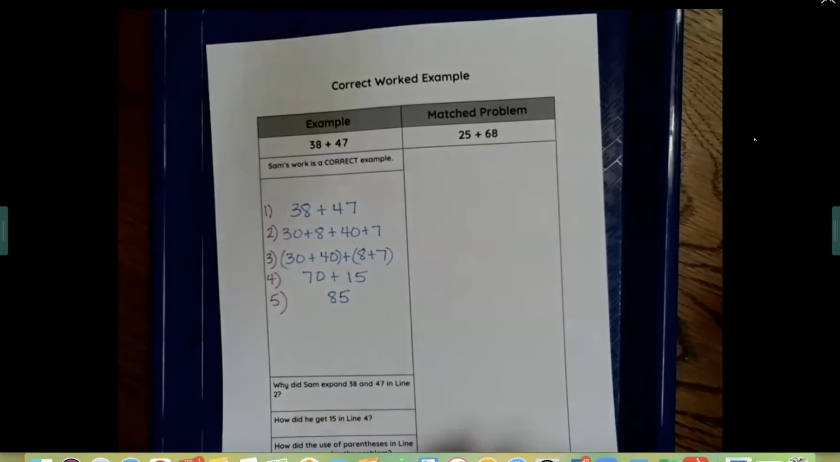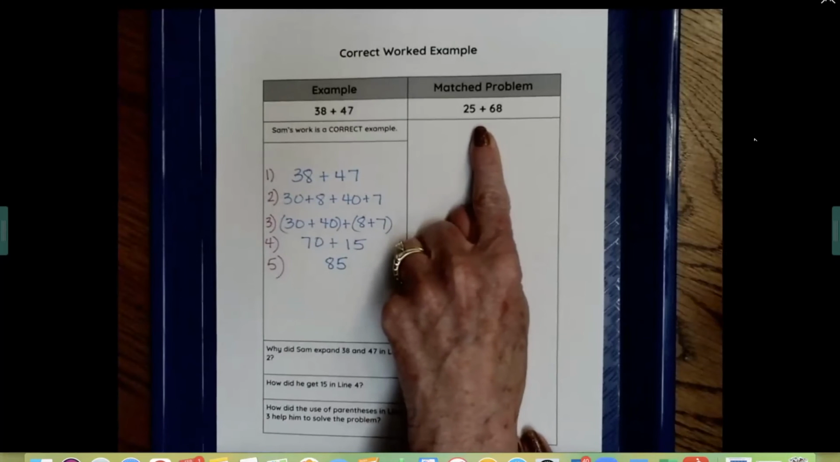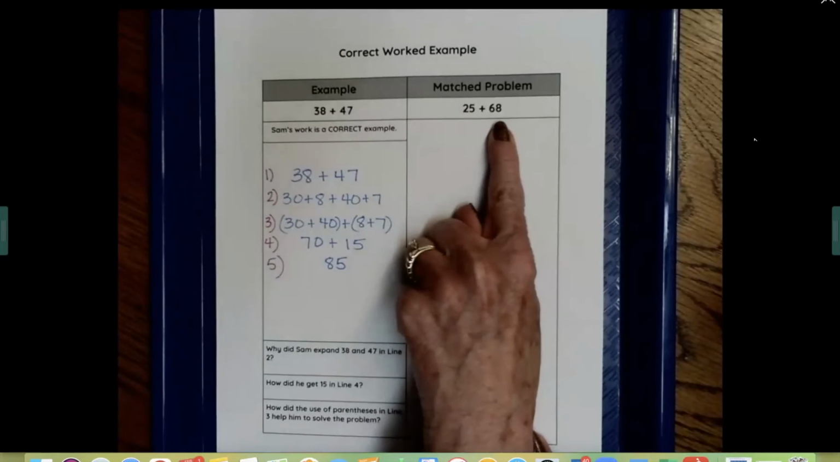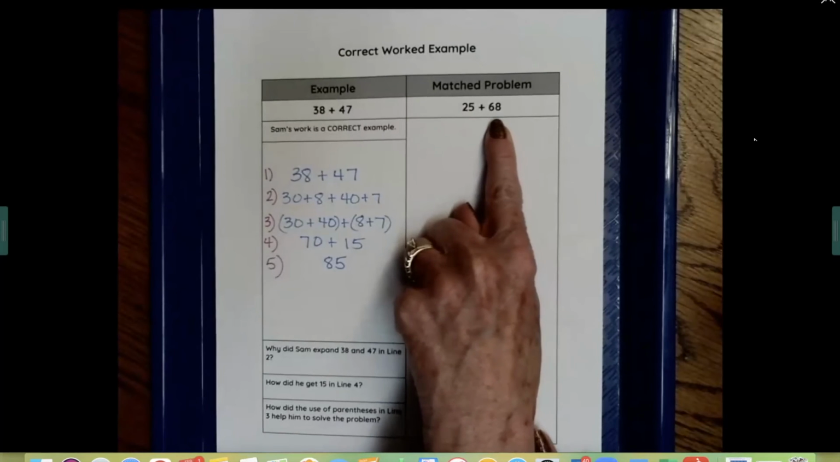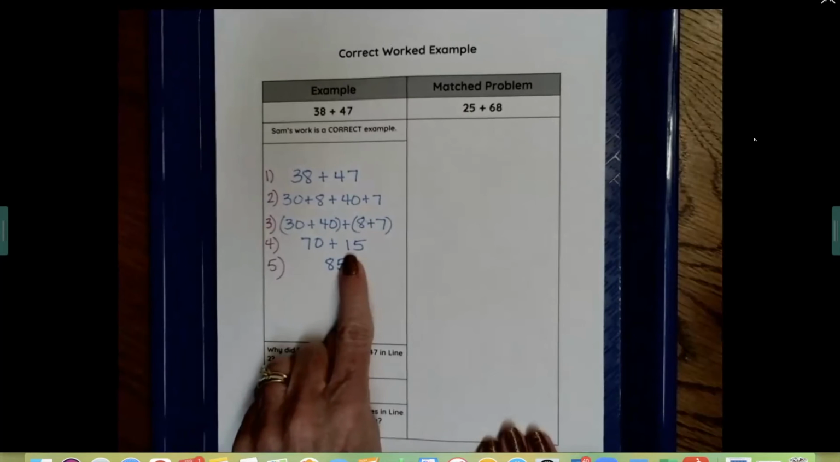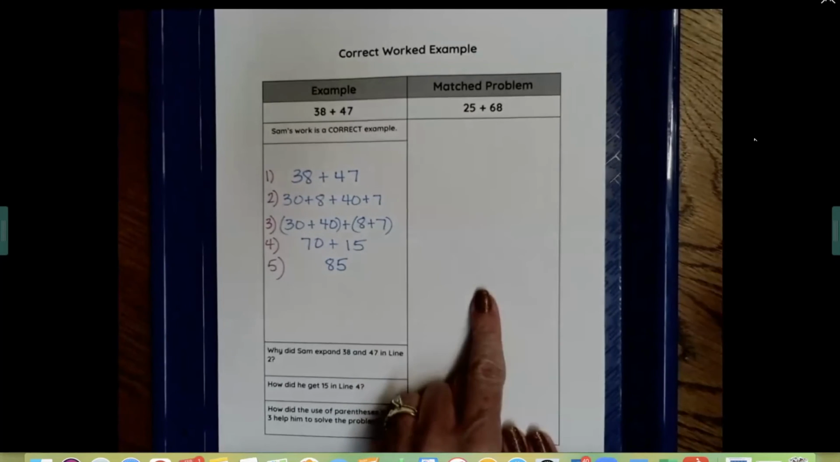Okay, I'm going to share the second correct example with you. Oh, I forgot. We didn't talk about the matched problem. And of course, notice the matched problem is one that requires them to do some regrouping per se. There's going to be too many 1s that they're going to have to come up with. They're going to have a 10 here that they're going to have to think about putting together with the other 10s. So it's the same type of problem, same type of scenario, just using different digits.